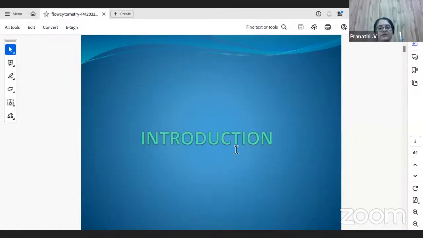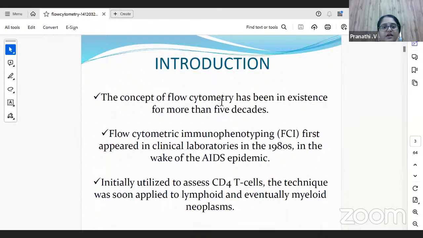Right. So what is it that we're looking at in flow cytometry? It's been there for quite some time.